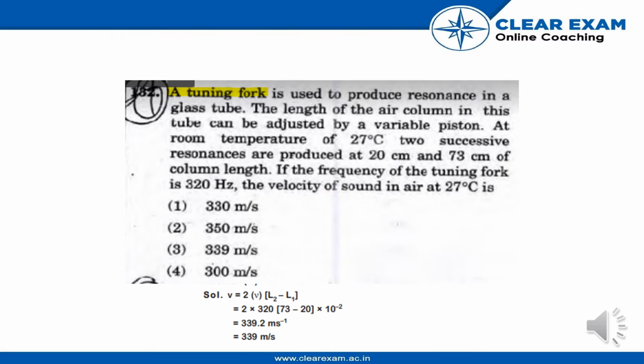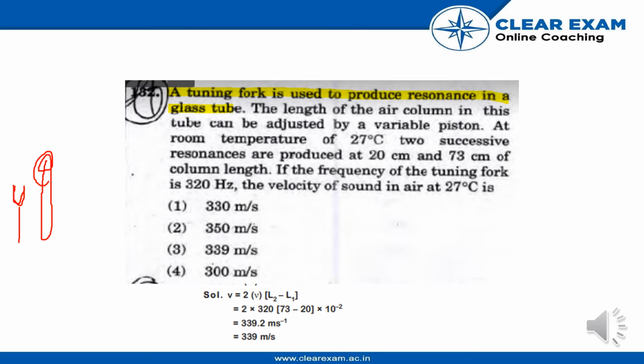A tuning fork is used to produce resonance in a glass tube. So it is telling us that we have a tuning fork like this. It will produce resonance from a glass tube. Let's just say this is a glass tube we have, and when the tuning fork hits the glass tube, it will produce resonance. The length of the air column in this tube can be adjusted by various pistons. So the length can be adjusted.